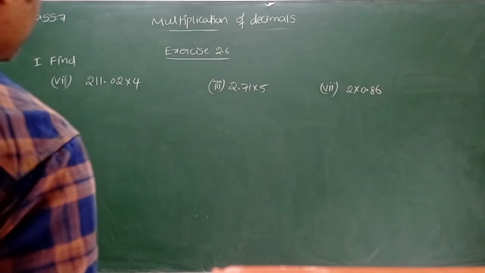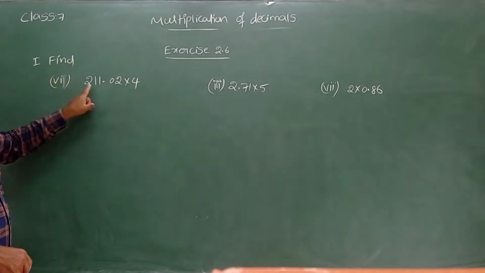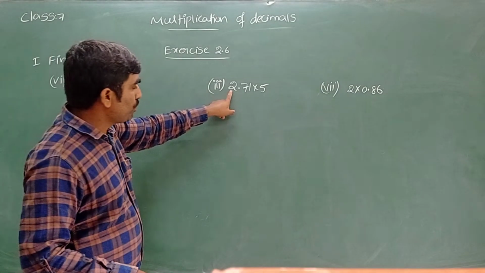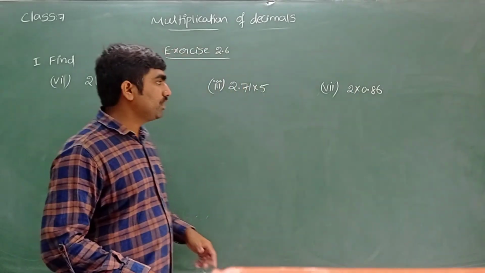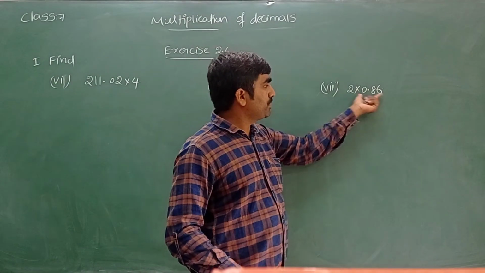Okay, children. Now see exercise 2.6. First bit, they are asking: find 211.02 into 4, 2.71 into 5, 2 into 0.86. What we are doing is just multiplying the decimal by a whole number. You know how to multiply.